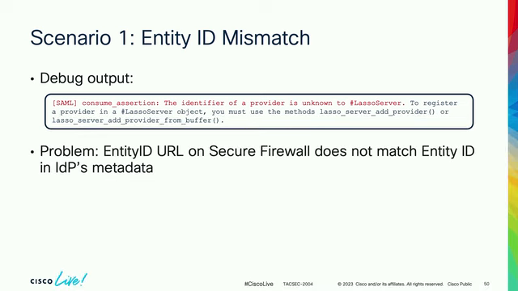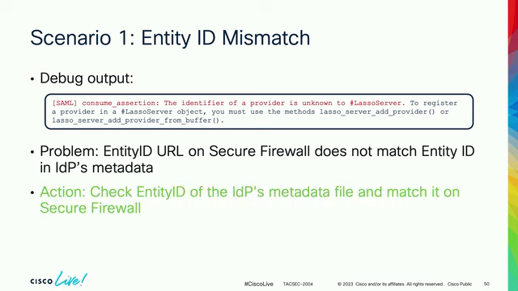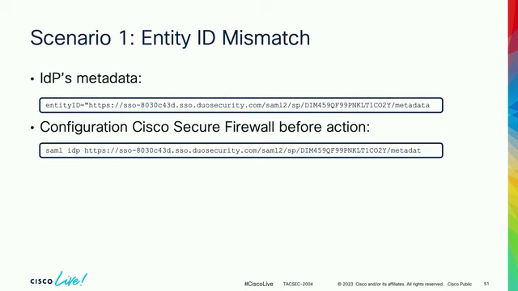Okay. This debug output means that there is an entity ID mismatch on the secure firewall, and it's not matching the one that we have on the IDP metadata. The action that we'll need to do is to verify that the entity ID matches the one that we have on the IDP metadata.